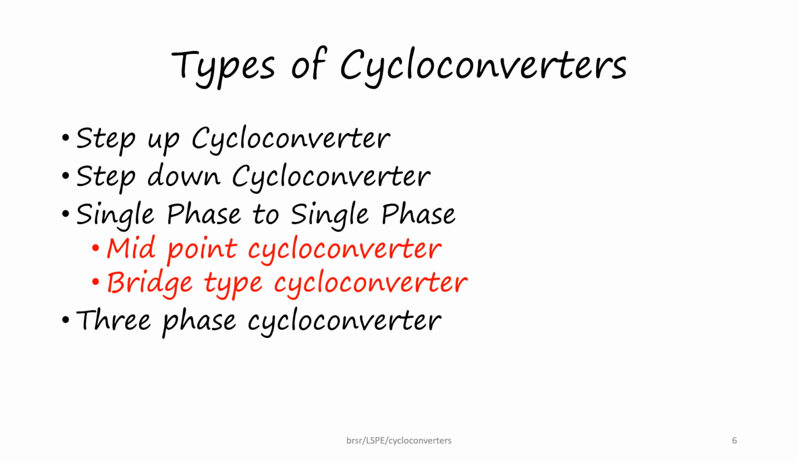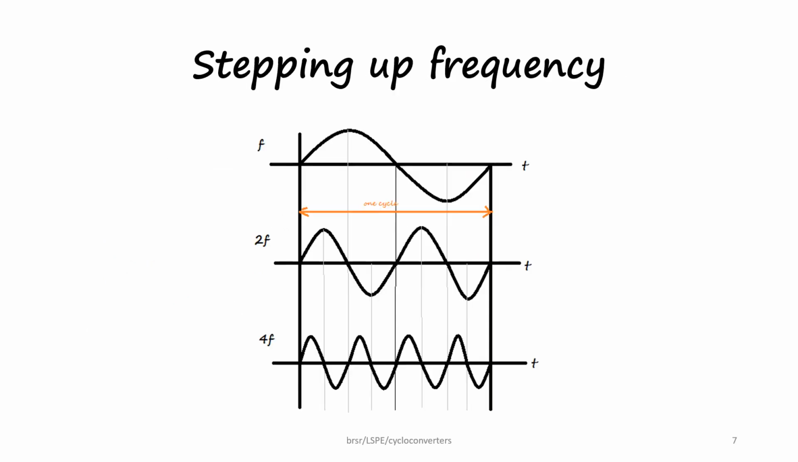There are different types of cycloconverters: step up cycloconverter and step down cycloconverter. We have single phase to single phase cycloconverter and three phase cycloconverter. Under single phase to single phase, you have two types of converters: midpoint cycloconverter and bridge type. Both these types can be used for either stepping up or stepping down the frequency based on the operation of the switches. So let us see what is stepping up frequency.